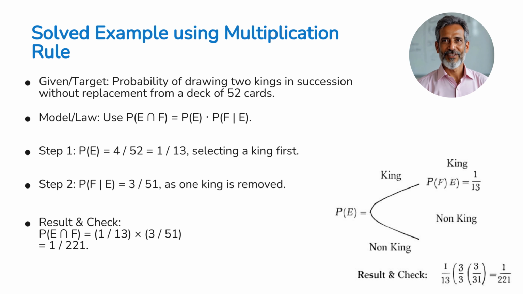So, P of F given E is 3 divided by 51. Multiplying these, we get 1 over 13 times 3 over 51, resulting in 3 over 663, which simplifies to 1 over 221. Thus, the chance of drawing two kings in succession without replacement is exactly 1 divided by 221. Shabash. That's how the multiplication theorem helps in realistic scenarios.